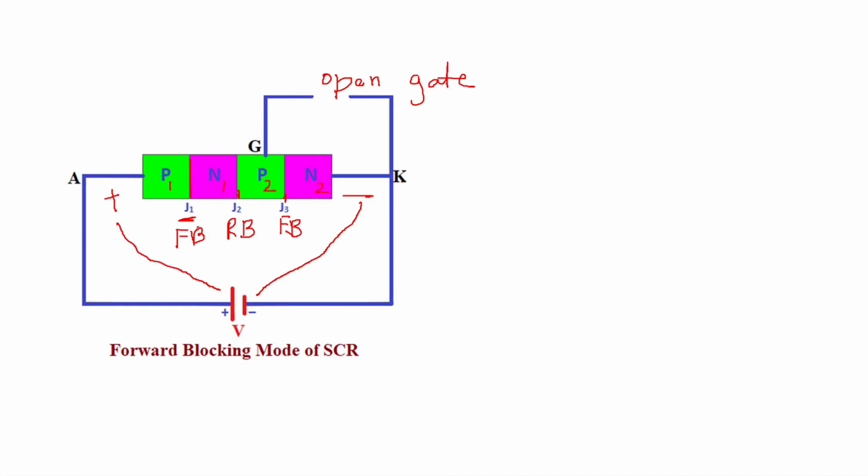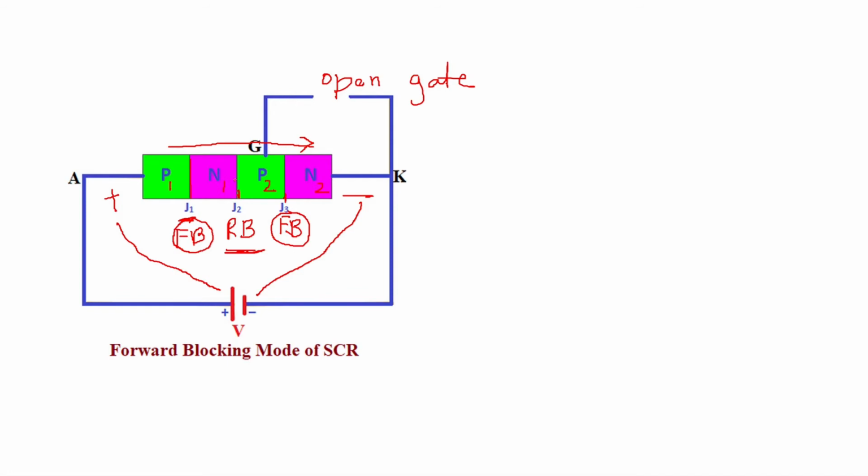Now you have the first junction forward biased, the second junction reverse biased, and the third junction forward biased. Your anode current is going to flow like this, from anode to the cathode. The first junction forward biased and the junction J3 forward biased have no problems. They will allow the current to flow. But the second junction, which is reverse biased, will not allow the current to flow. So there will be a very small current flowing because of minority charge carriers, like the leakage current in a diode when it is reverse biased.